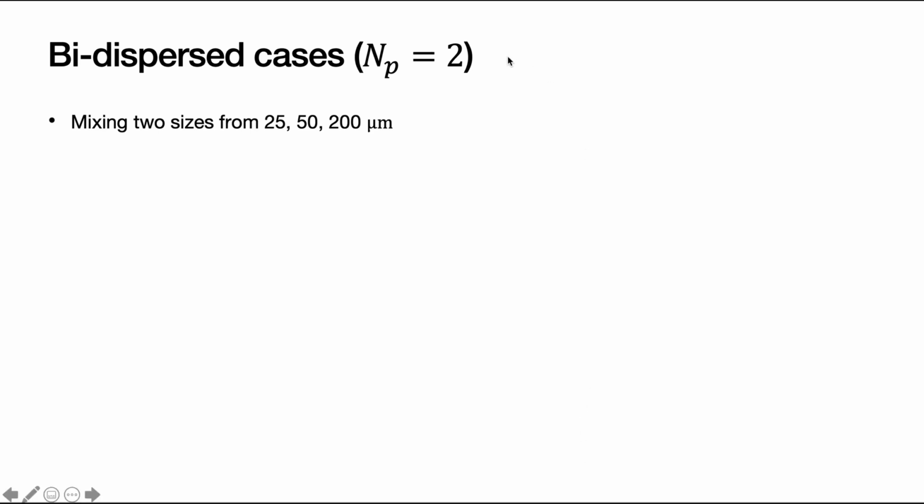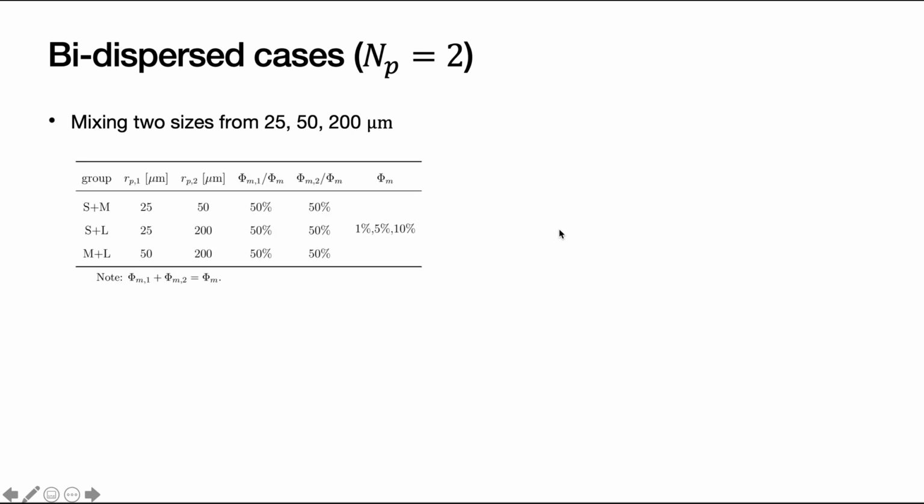I picked three sizes, basically 25, 50, and 200 microns. These three sizes in our model have three different characteristics. The 25 micron size has a very long residence time, but they respond to the ambient environment very fast. The 50 micron size is about the trade-off between residence time and thermal responding time. And for 200 microns, the residence time is very short, but they have a very slow response to the ambient environment. So there will be three groups, and we mix each two out of three.